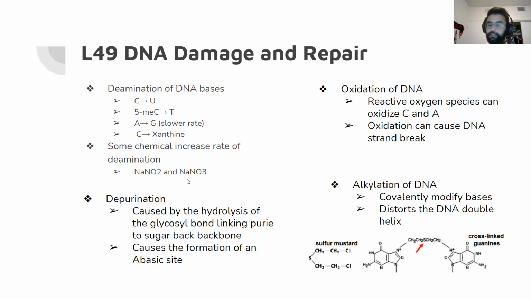Some chemicals can actually increase this rate of deamination, such as sodium nitrite. We can have oxidation of DNA. Our reactive oxygen species can oxidize our cytosine and adenine, and oxidation can also cause DNA strand breaks. We can have depurination, which is caused by the hydrolysis of the glycosyl bond linking purine to the sugar backbone, and it forms an abasic site. Remember this word, this abasic site, because it's going to come back. And we can also have an alkylation of DNA, which is basically a covalent modification of the bases. We actually create this cross-linking, and we can distort the whole DNA double helix together.